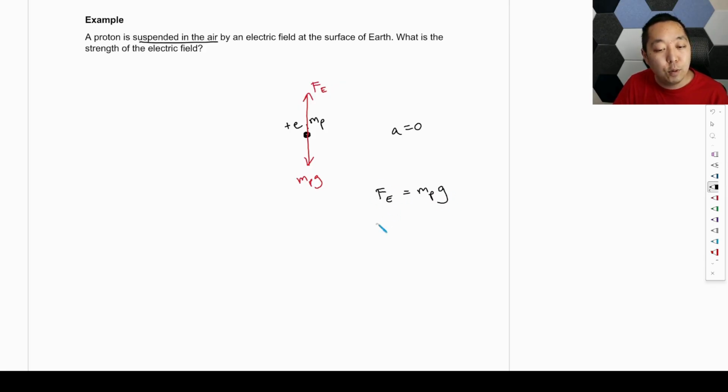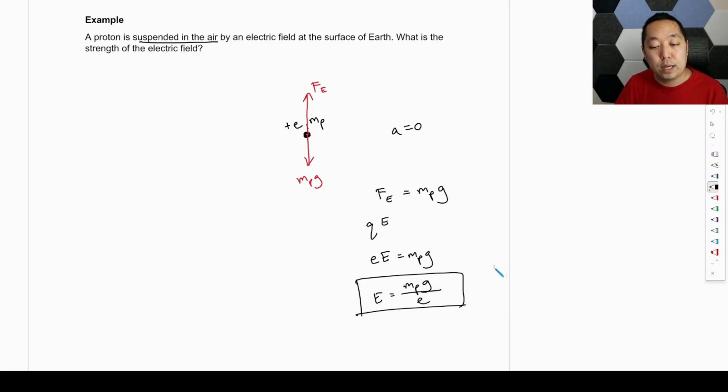And the electrostatic force is simply Q times the electric field, which in this case, the charge on this guy is e, times the electric field is going to be mp times g. And so the electric field would equal the mass of the proton times g divided by e numerically. And if you looked up the mass of a proton multiplied by 9.8 divided by e, which is 1.6 times 10 to the negative 19, you would then get the electric field needed to suspend that thing, right?